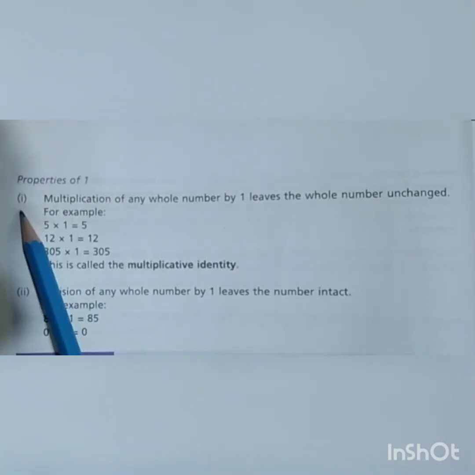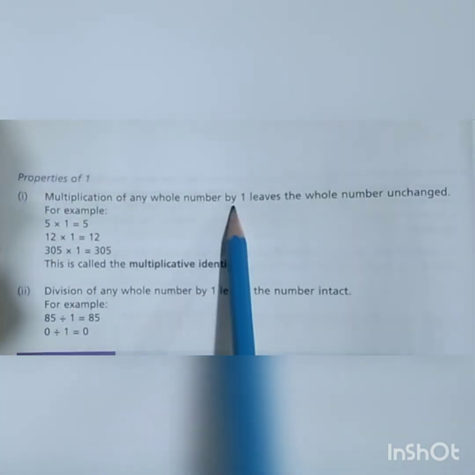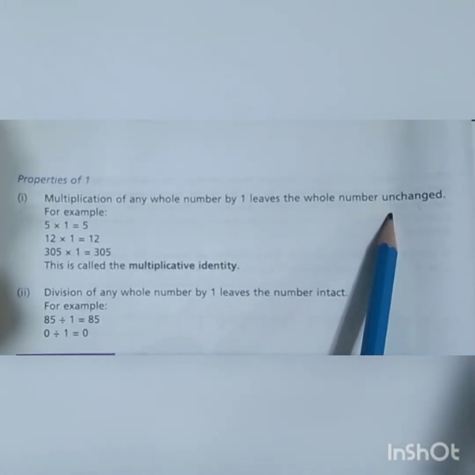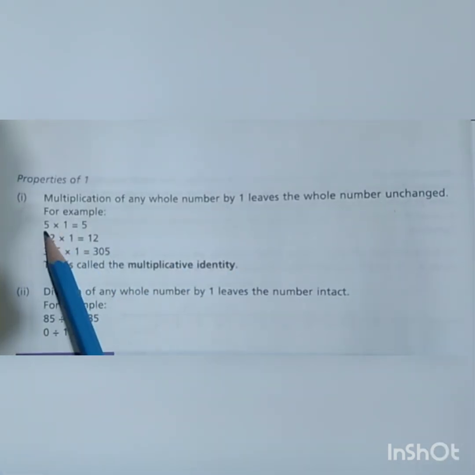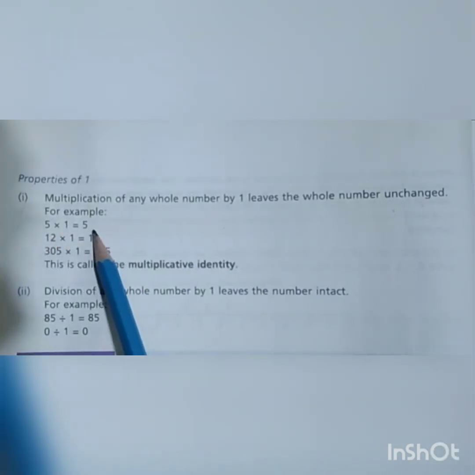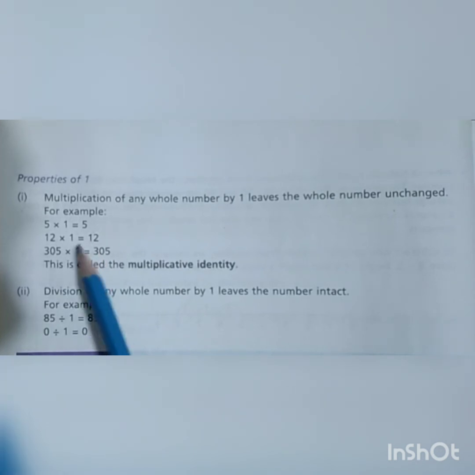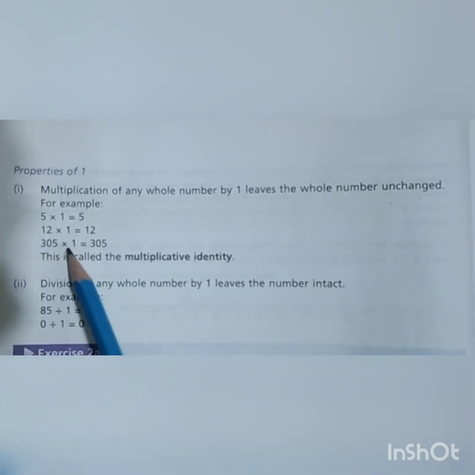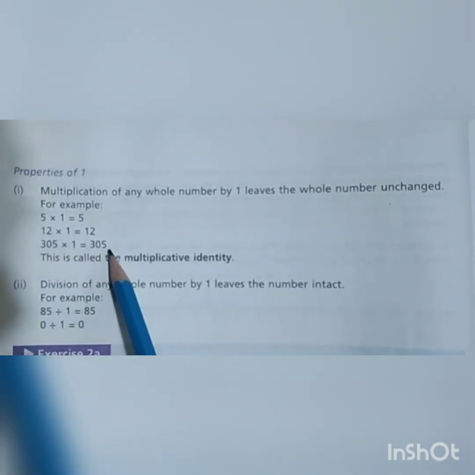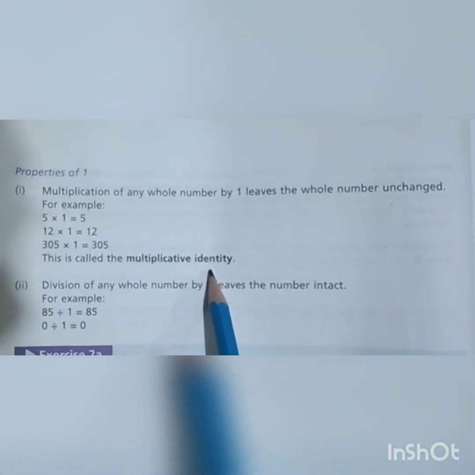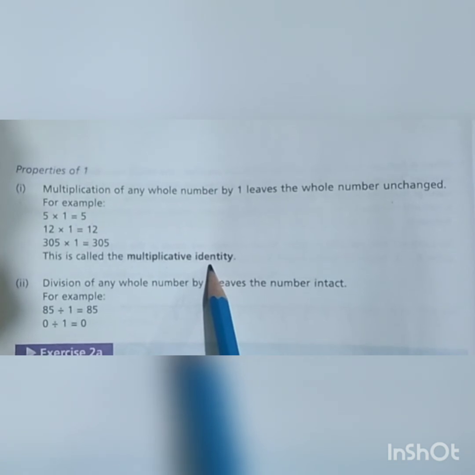Property number 1 is multiplication of any whole number by 1 leaves the whole number unchanged. Means if we multiply any whole number by 1, the result would be that whole number. For example, 5 multiplied by 1 is equal to 5. There is no change and the answer is the same as that number. 12 multiplied by 1 is equal to 12. Let's see another example. 305 multiplied by 1 is equal to 305. This is called the multiplicative identity, and the multiplicative identity is 1.